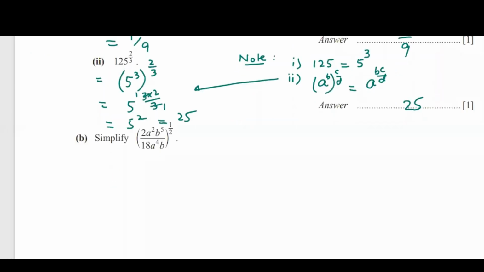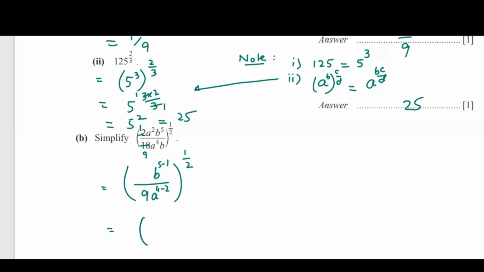Now the third part. This is the question here, part B: simplify. First simplify this. 2 times 1 is 2, 2 times 9 is 18. It will be 1 over 9 here. A square over A4, according to the law of indices, this will be 4 minus 2. And B5 over B raised to power 1 will be B raised to power 5 minus 1 here.